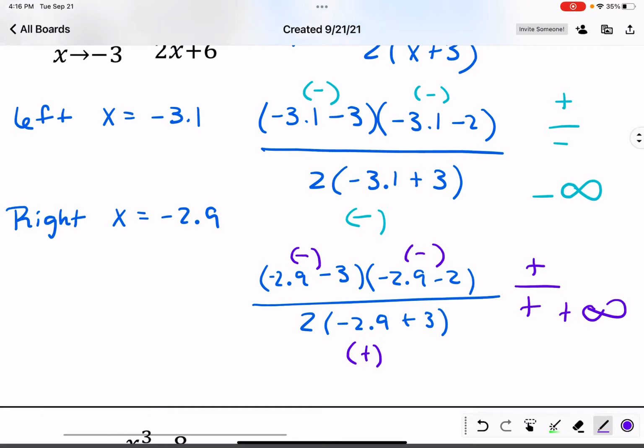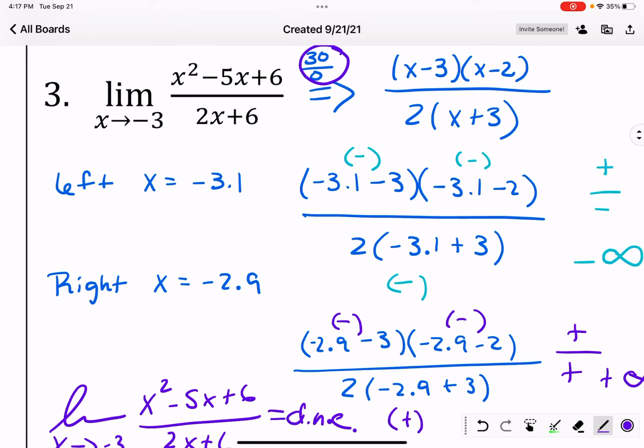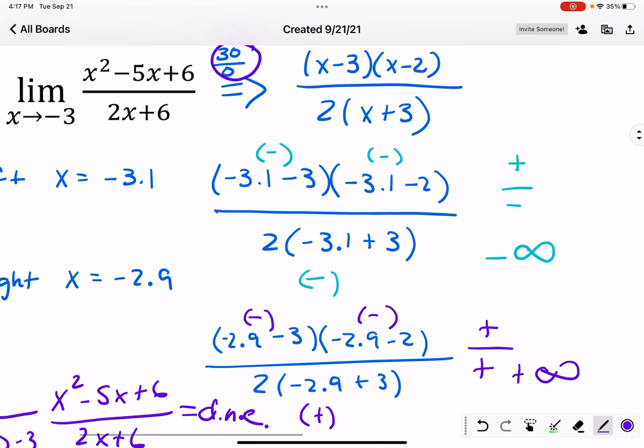All right, so as far as answering the question, we're going to say the limit as x approaches -3 of the function x squared minus 5x plus 6 over 2x plus 6 does not exist. All right, the key in this one is knowing this. This is not an indeterminate form. It's an explosion to positive or negative infinity. So that's why we have to check from the left and the right. All right. Okay, number 4.